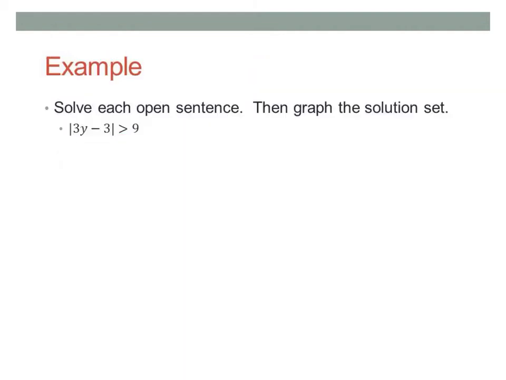All right, so you always start the same way. You're going to write your two cases. And remember, your cases do not have the absolute values in them. So greater than 9, there's my positive case. And then 3y minus 3 is less than -9. That's the important part right there. Flip that inequality on your negative case.